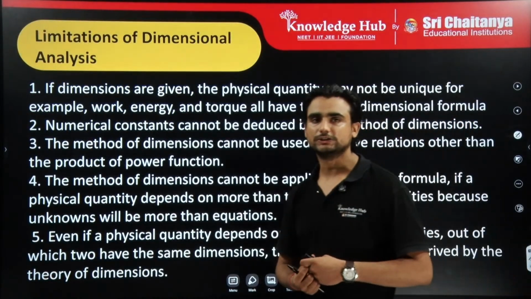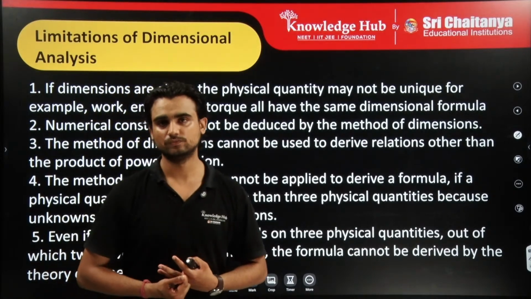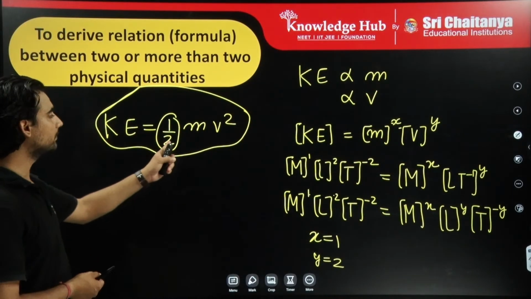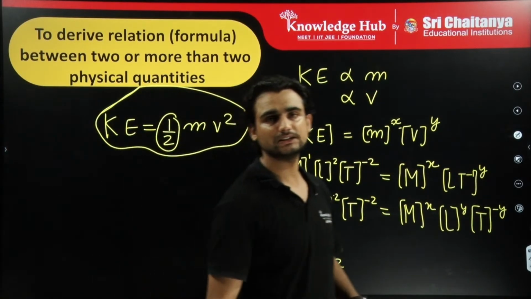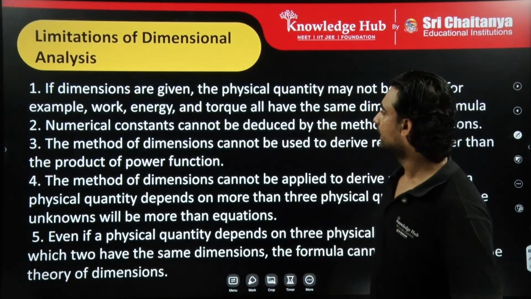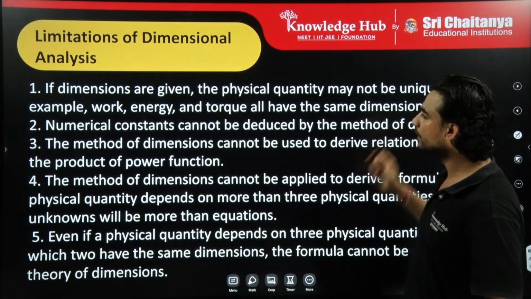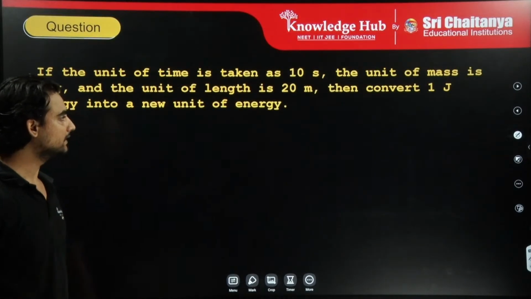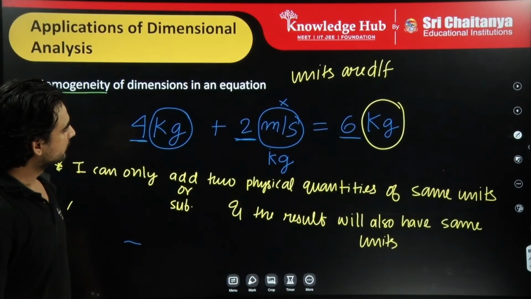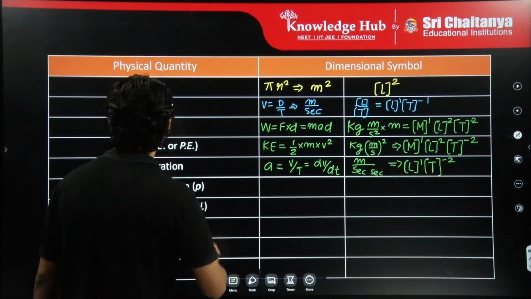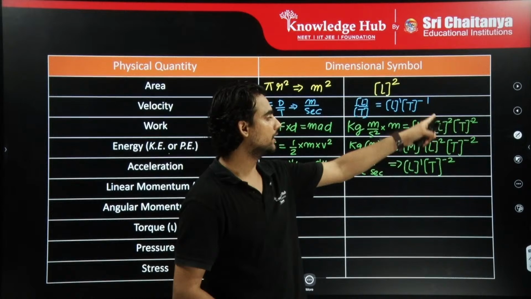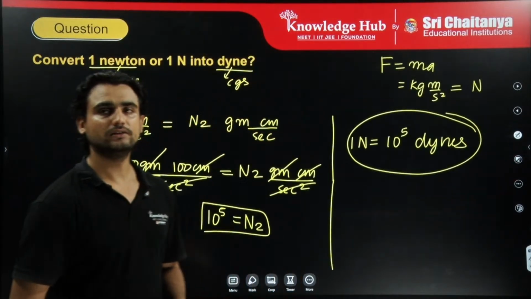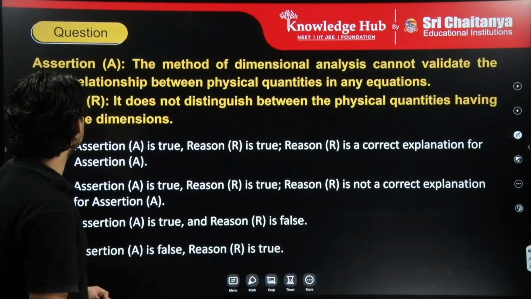Now let's come to the limitations part. There are some limitations which we cannot get around. One limitation which we saw was that when I derive the formula, this 1 by 2 I was not able to find. Now if dimensions are given, the physical quantities may not be unique. For example, for work and energy I have the same dimensional formula. So I cannot say what is work and what is energy. This is one of the limitations which I have.